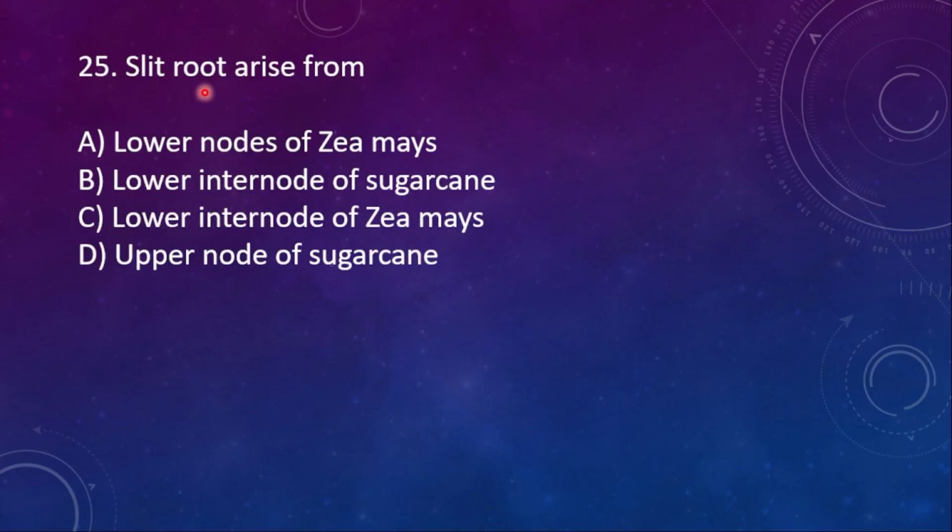25. Slit root arises from option A, lower nodes of Zea mays, option B, lower internode of sugarcane, option C, lower internode of Zea mays, option D, upper node of sugarcane. So, here the answer is option A, lower nodes of Zea mays.